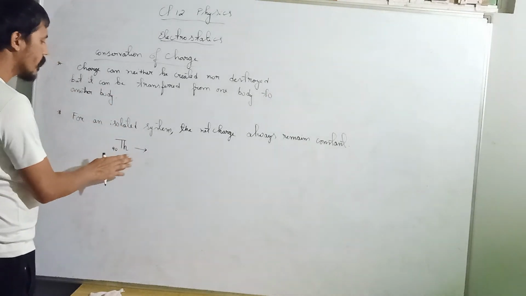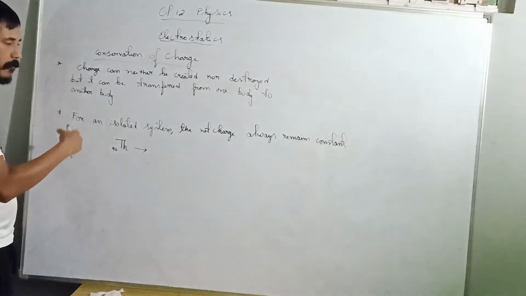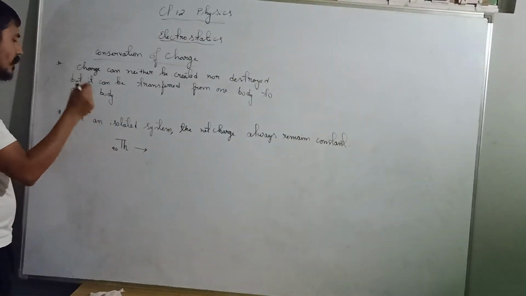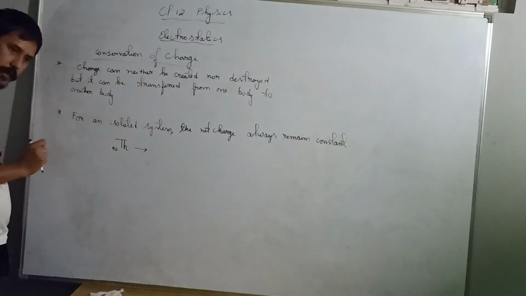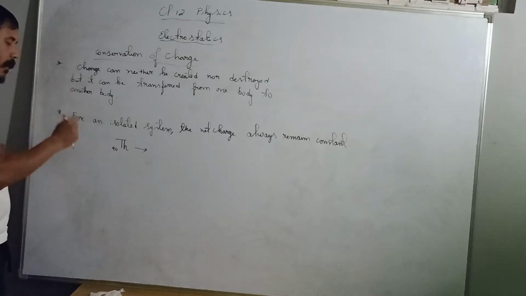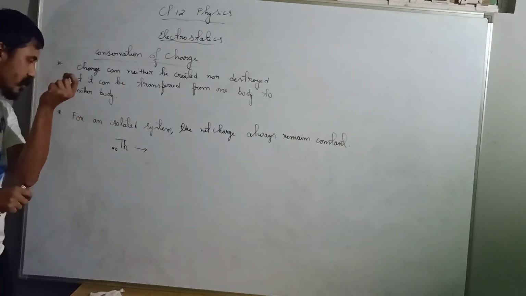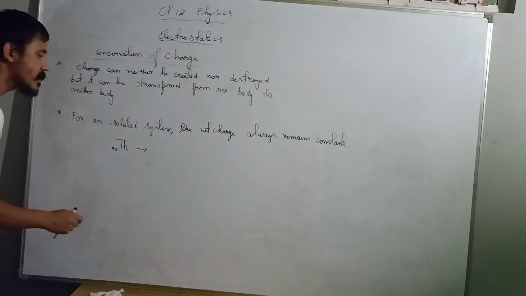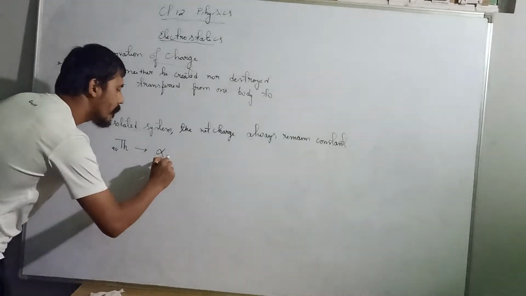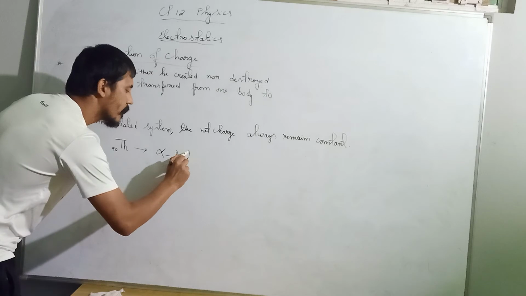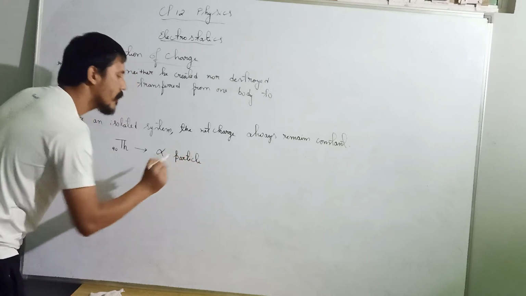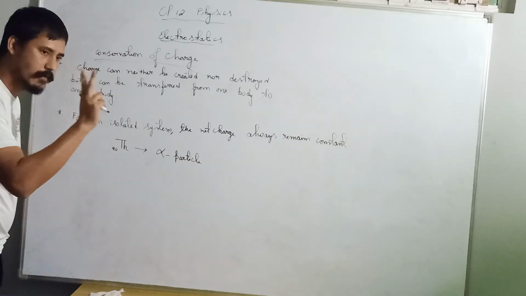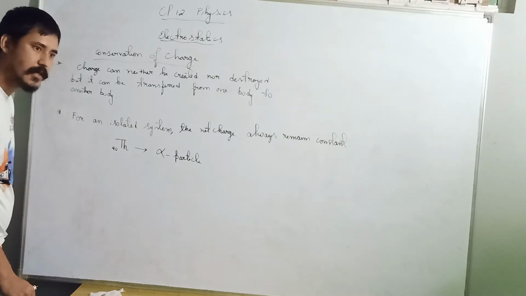Thorium, atomic number is 90, means the number of protons is 90, so it has 90 positively charged particles. Now I'm going to extract 2 charged particles from thorium. That means I'm extracting an alpha particle from thorium. Alpha particle means a particle having 2 positive charges.